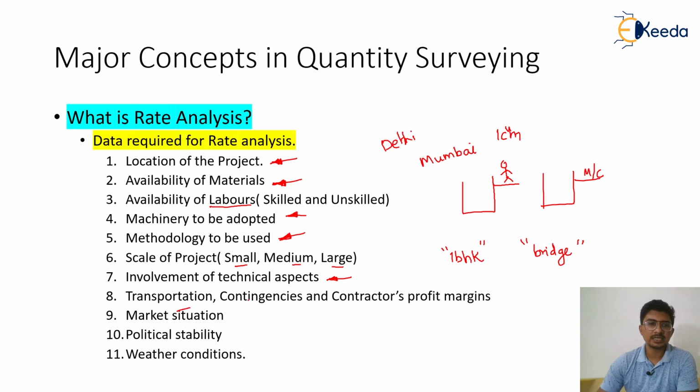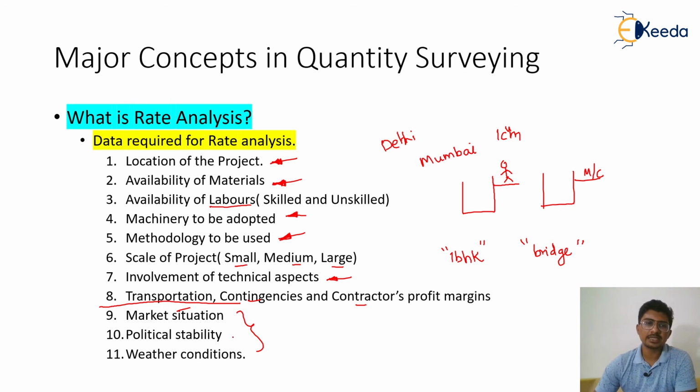Then the transportation, contingencies and contractor profits. These are the charges which we are going to discuss in detail while calculating everything. Then these three are non-commercial, non-technical, you can call them intangible, but they do affect a lot. First one is the market situation: whether the market is stable and everything is going in a nice flow, nothing fluctuating up and down. If the market is going in a flawless direction, then obviously the rate analysis is going to be different compared to a fluctuating market.